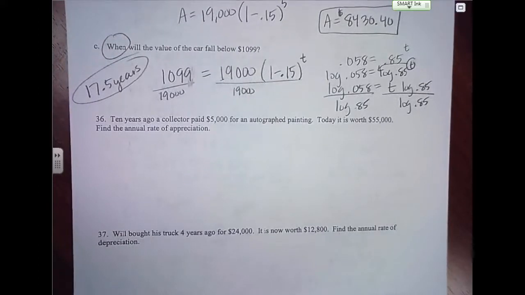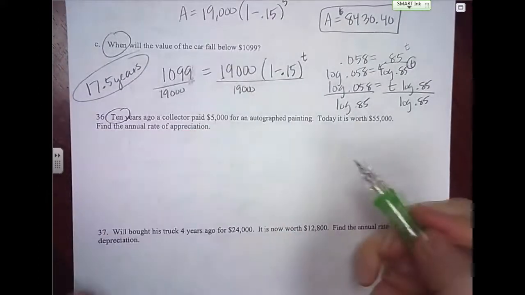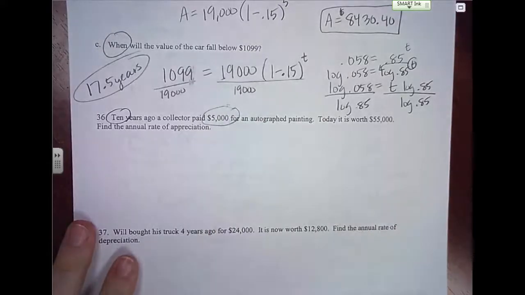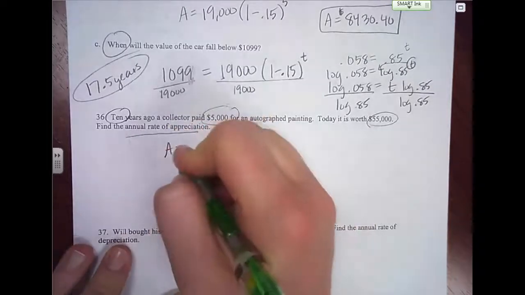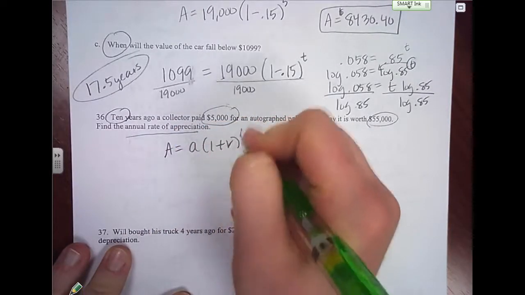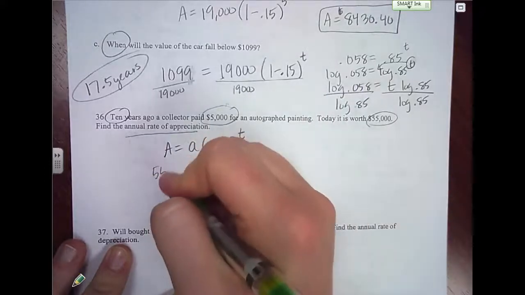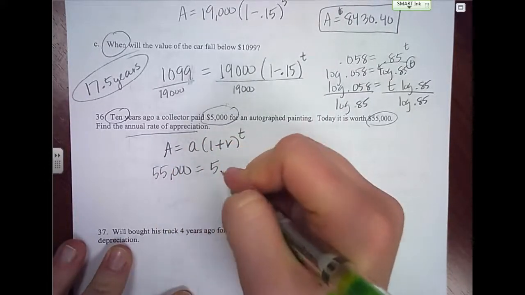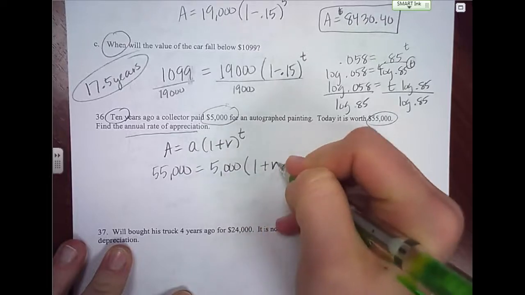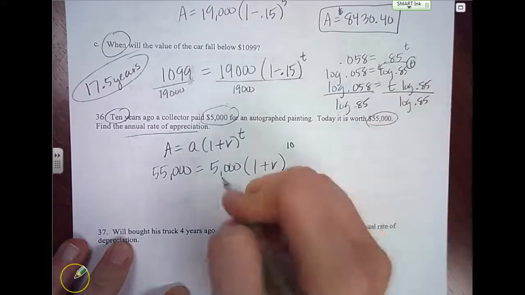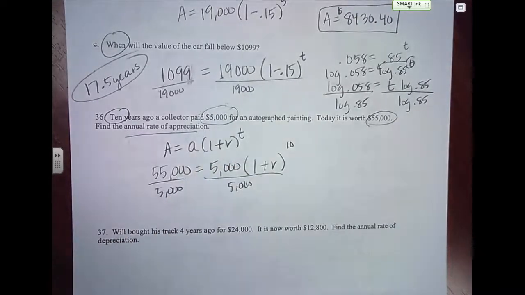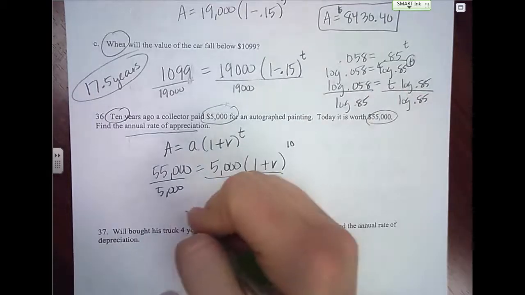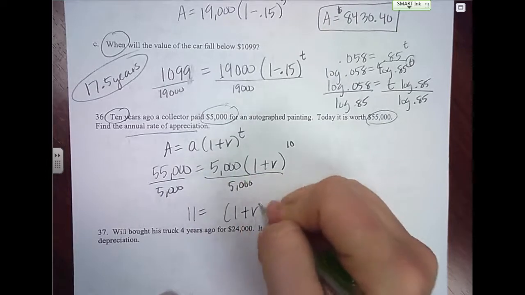36. 10 years ago, a collector paid $5,000 for an autograph painting. Today, it's worth $55,000. Find the annual rate of appreciation. So we're going to use 1 plus r to the t. So today it's worth $55,000. It started out as $5,000. We're going to find r, and it's 10 years ago. So the same as this last one we did, first divide by 5,000. So 55,000 divided by 5,000 equals 11. So 11 equals 1 plus r to the 10th.